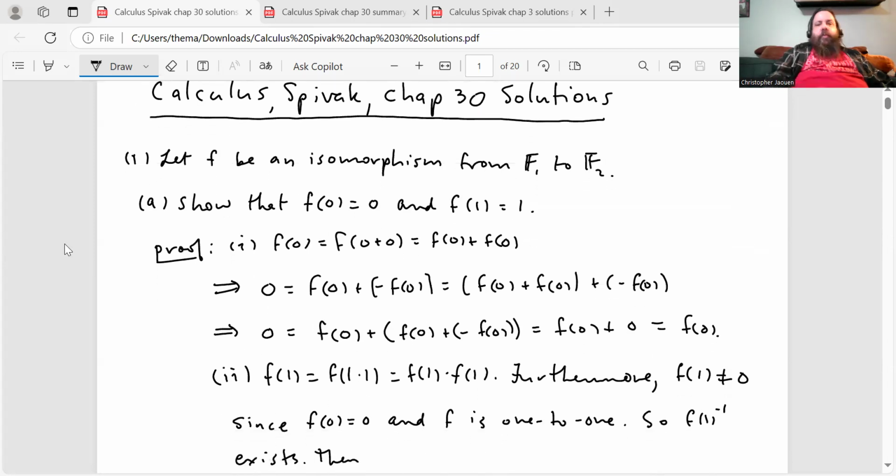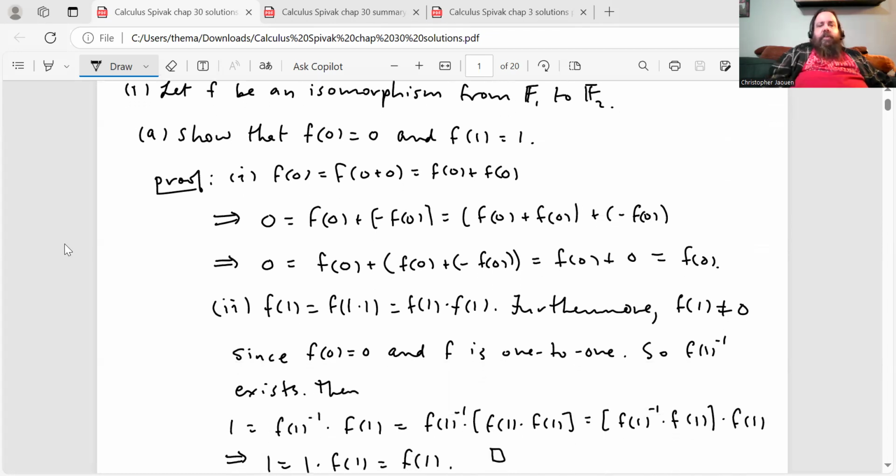with question number 1. Let f be an isomorphism from the field F1 to the field F2. There's 2 parts to this question. Part A says show that f of 0 is 0 and f of 1 is 1. So we'll start by showing that f of 0 equals 0. Okay, f of 0 is equal to f of 0 plus 0, which is f of 0 plus f of 0, because f is an isomorphism and therefore a homomorphism.